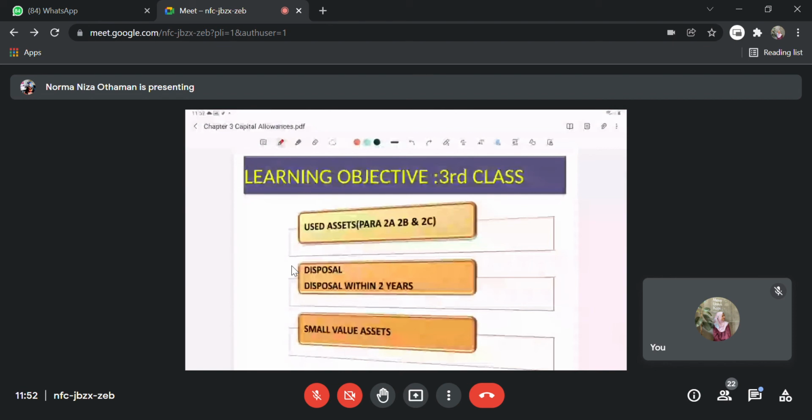Right? So here we look at used asset. What does used asset mean? One that is used, second hand. Yes, very good. It is a second hand asset. Okay, meaning pre-owned. So there are 3 paragraphs: paragraph 2A, paragraph 2B and also paragraph 2C. And then disposal. We will look at the definition of disposal, and what treatment we apply for disposal within 2 years and also small value assets.